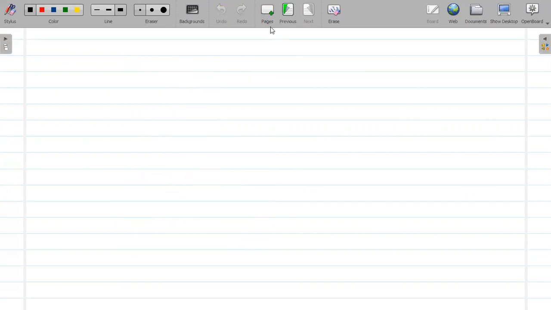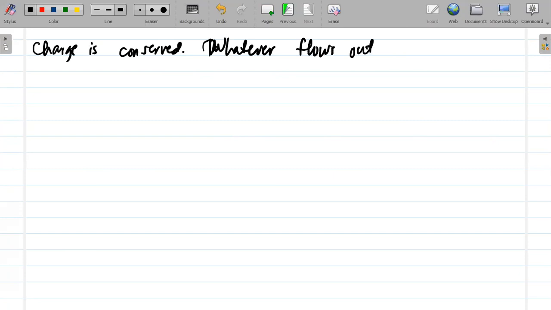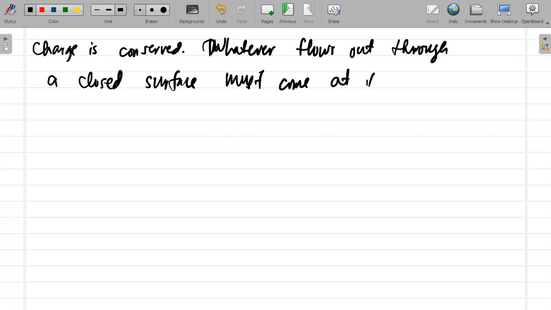So now class, sige last topic na. Tandaan natin that charge is conserved. So this means that whatever flows out, let's say through a closed surface, this must come at the expense of that remaining inside.